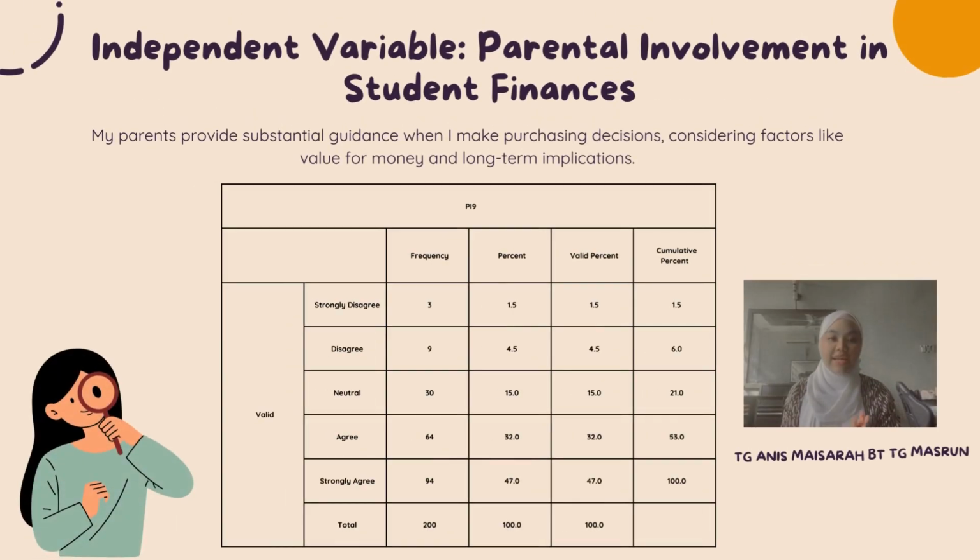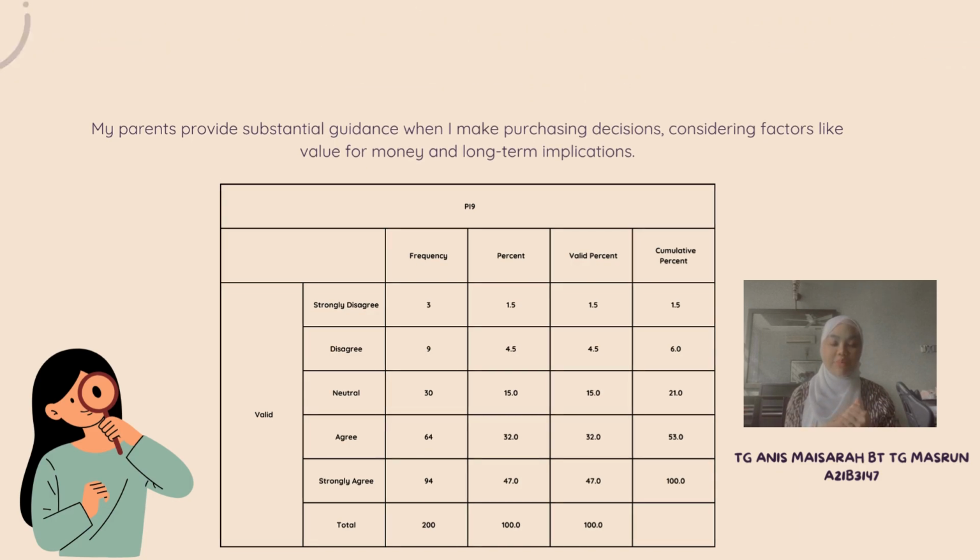Next, in PI9, 47% of respondents strongly agree with the statement, representing the highest percentage, while 32% agree. A smaller proportion disagree with 4.5%, and 1.5% strongly disagree. Additionally, 15% of participants took a neutral stance. The cumulative percentage indicates that a majority of respondents, specifically 53.0%, expressed agreement with the statement.